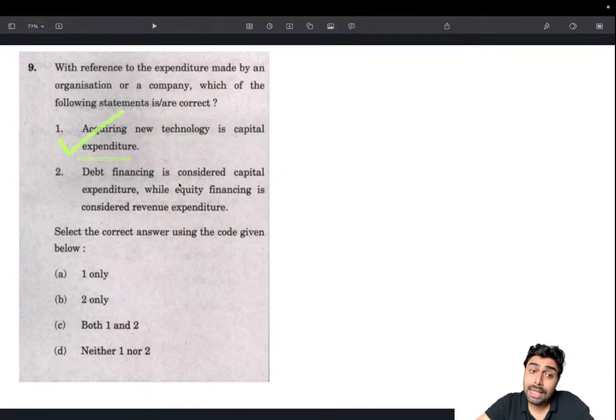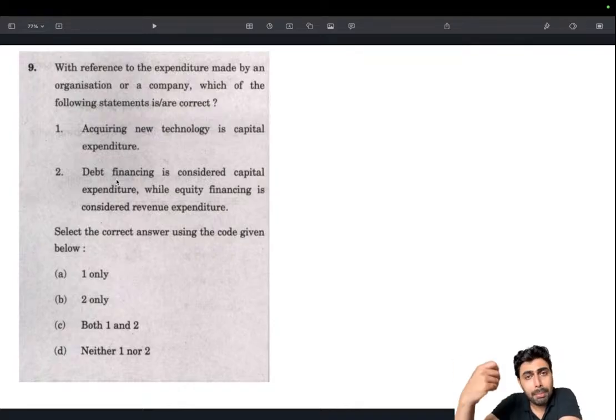Yes. Debt financing is considered capital expenditure, while equity financing is considered revenue expenditure. This is entirely wrong, because what is debt financing? We are borrowing money from somebody. If we are borrowing money from somebody, it's not capital expenditure, it's capital receipt only. It's the opposite. Capital expenditure means that we are investing money, creating assets or reducing our liability, like paying back our debt. Debt financing means that we are borrowing money, which is capital receipt only.